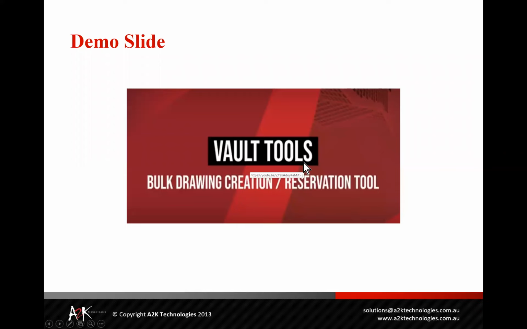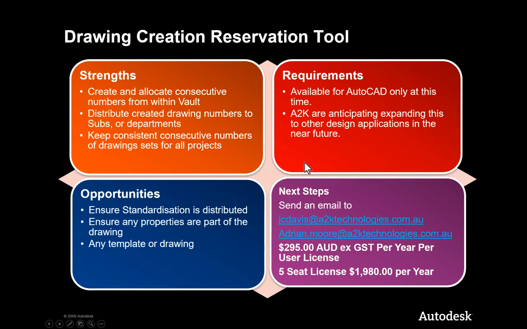Great, guys. So just in recap over the drawing creation or reservation tool, like we said, you've seen the strengths. We can distribute created drawings. This can be used sequentially with the transmittal. So in a good scenario, we could create 50, 100 drawings and then transmit those drawings out. When those drawings come back, we can simply check out the reserve drawing and check in the new drawings over the top. It keeps a consistent consecutive numbering if you're using that.